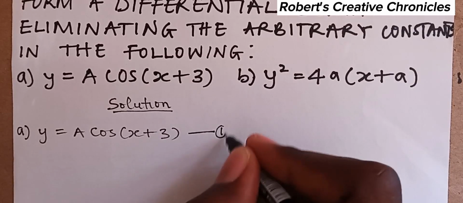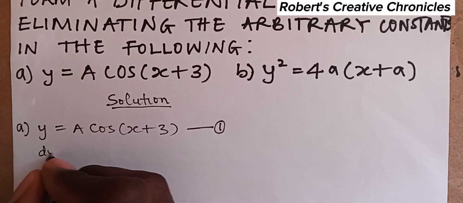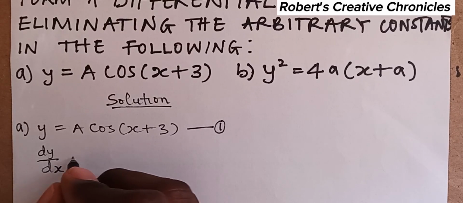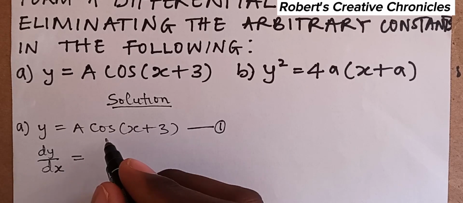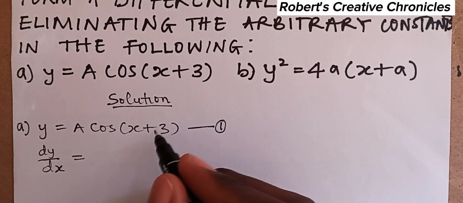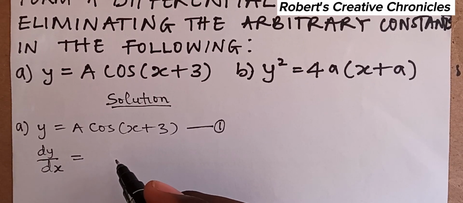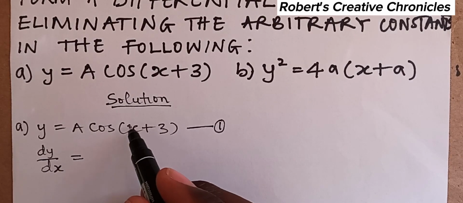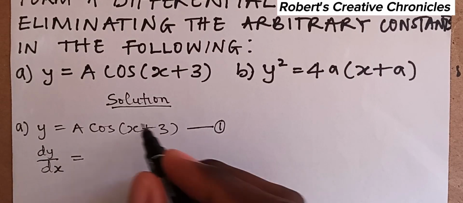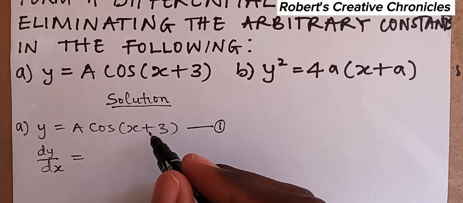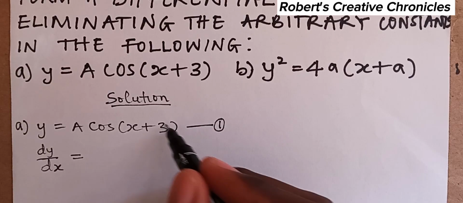So this will be our equation 1. Then we'll differentiate this equation. Now, this equation is a function of a function. The first function is cos, the second function is x + 3, which is in brackets. So we'll differentiate it using the function of a function formula. We'll first differentiate the internal function and then multiply it by the derivative of the outside function. So the derivative of the inside function x + 3 is 1, because the derivative of x is 1 and the derivative of 3 is 0.